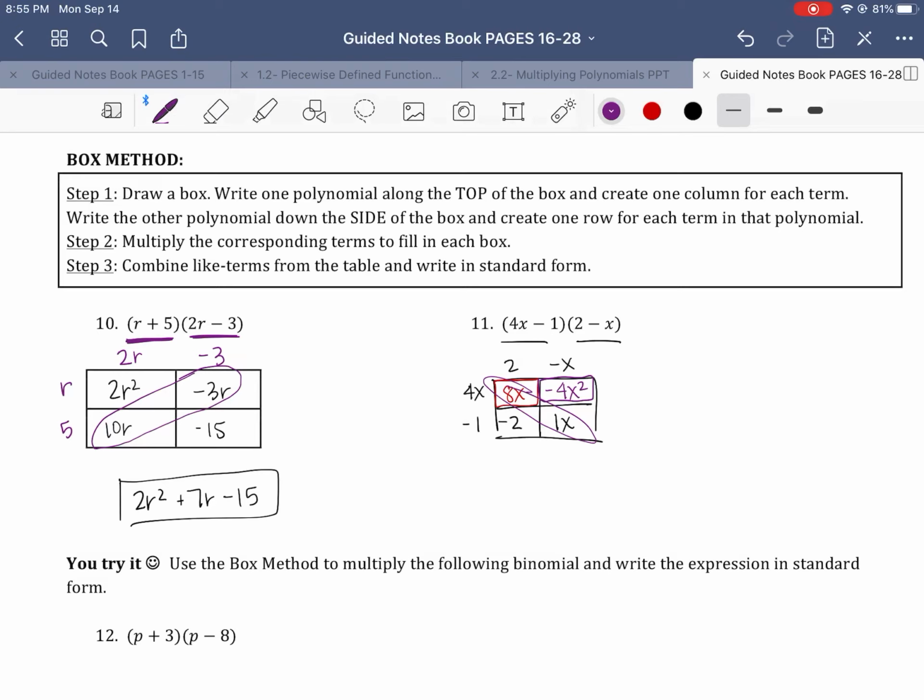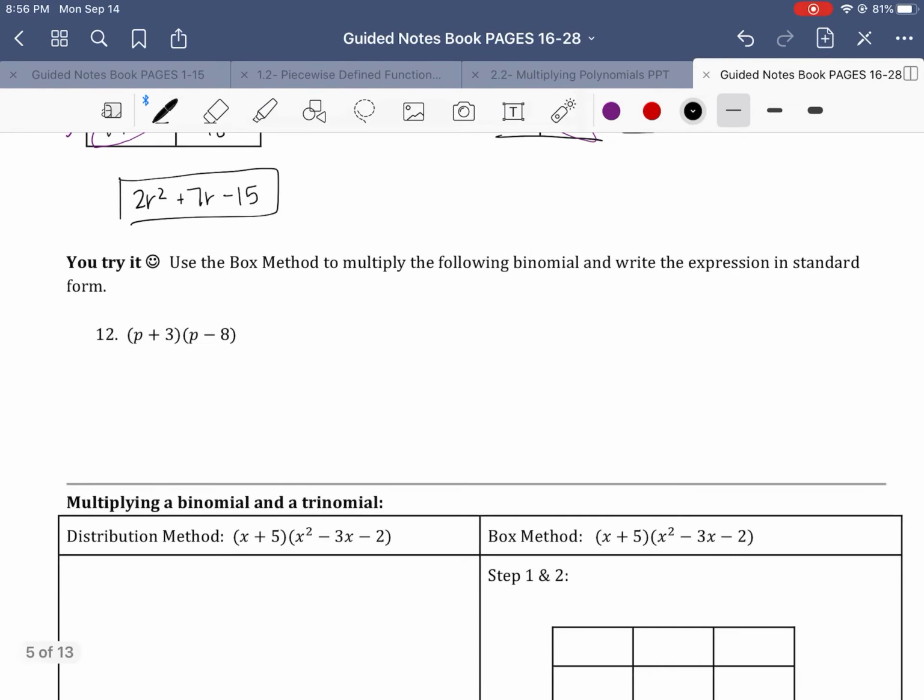If ever your diagonals are not like terms, maybe take a step back and see if your multiplication was correct or not. Then we pull things out. Again, I'm going to start with this one because this is the highest exponent. So I'm going to do negative 4x squared. I then combine the diagonal terms, so 8x plus another 1x is 9x, and then minus 2. And again, the goal is to keep track of those negatives. That's the tricky part.